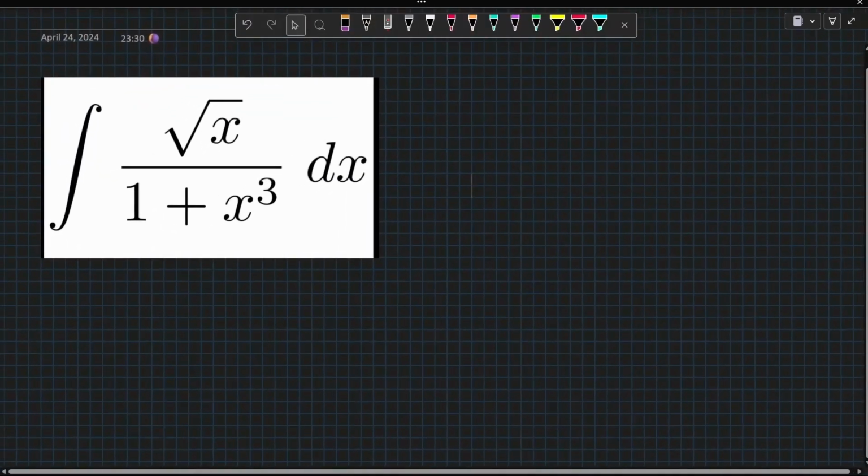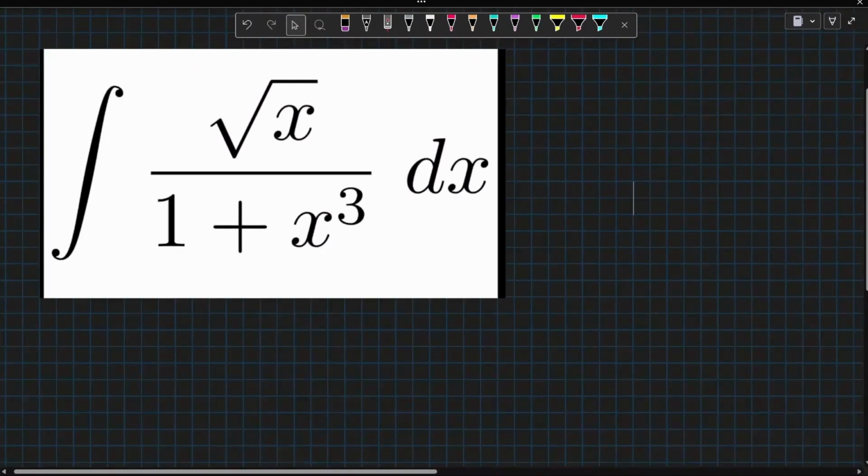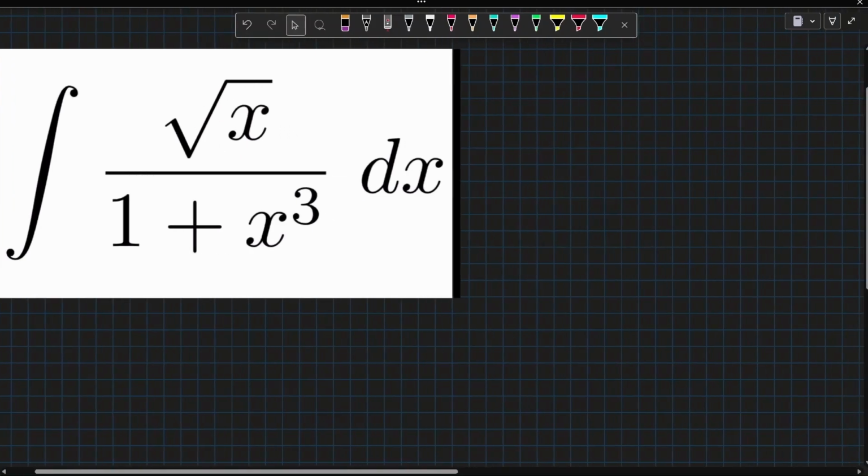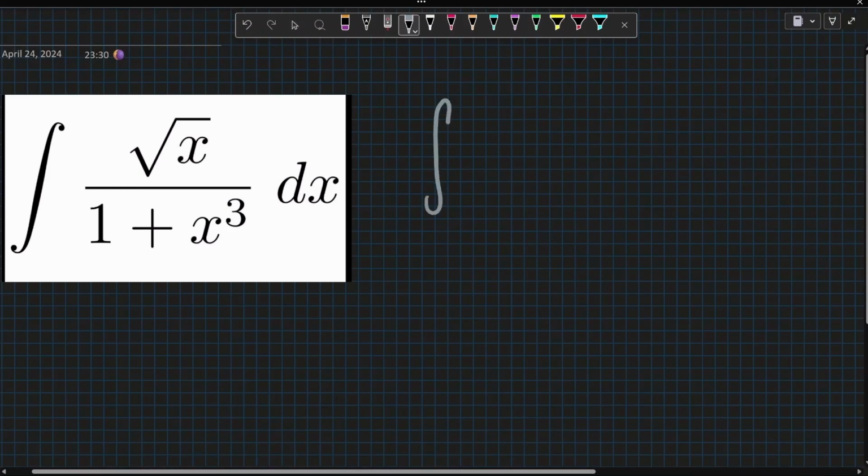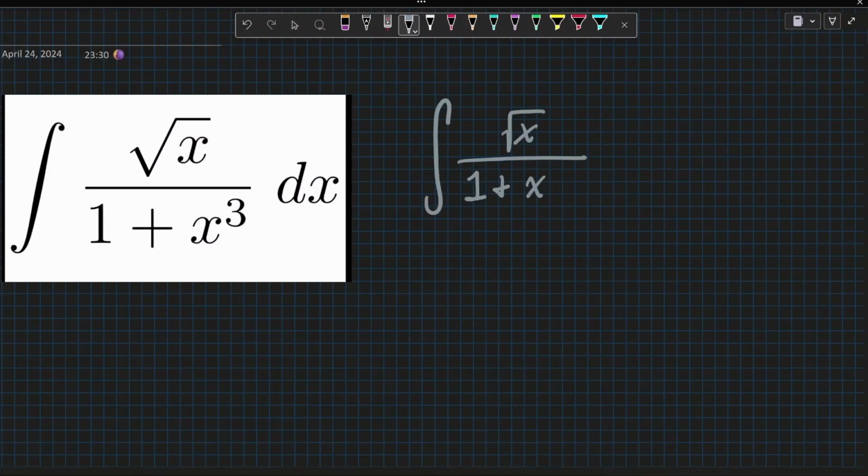Alright, so here we have a pretty fun problem. We have the integral, and it's just an indefinite integral, the square root of x over 1 plus x cubed in terms of x. So let's rewrite it here first. 1 plus x cubed.